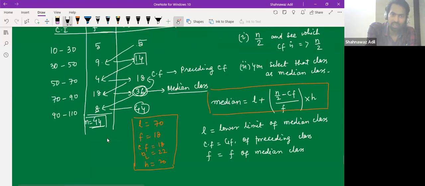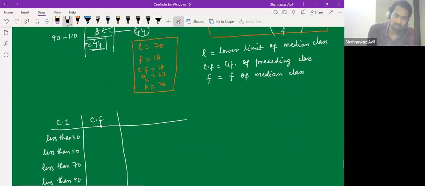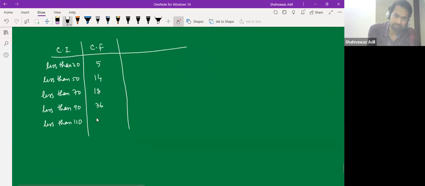So what was the data? 5, 14, 18, 36, 44. So this would be given, and you have to change this data into the usual form, the continuous distribution, right? So how can we do that?